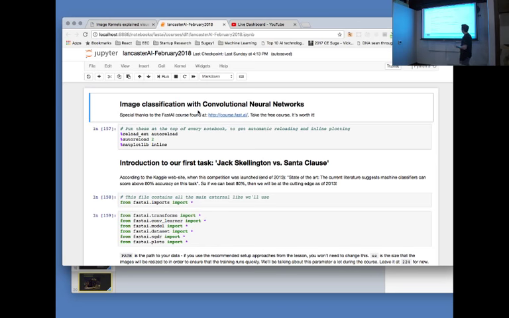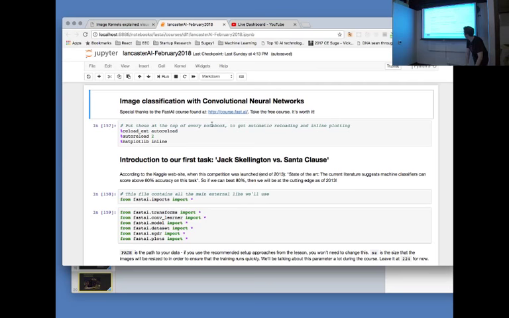So what we're going to do here is we're going to do a classification of Jack Skellington versus Santa Claus. Anybody here ever watch Nightmare Before Christmas? Okay, so everybody got confused about that, all these people, but we're not going to be confused here, I don't think. So let's go ahead and take a look here.